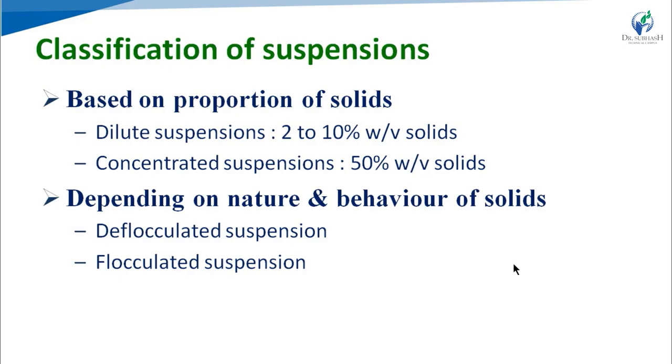Then another one is the flocculated suspension. Here the particles form aggregates, formed by chemical bridging between the particles. They are known as flocs. So in a flocculated suspension there will be flocs, which are light and fluffy. Due to that, the particles sediment very fast in a flocculated suspension, and the particles are attached with van der Waals forces between them. Here also aggregation is achieved, and for aggregation we can use a flocculating agent. So depending on the nature and behavior of the solid, there are two types: deflocculated suspension and flocculated suspension.